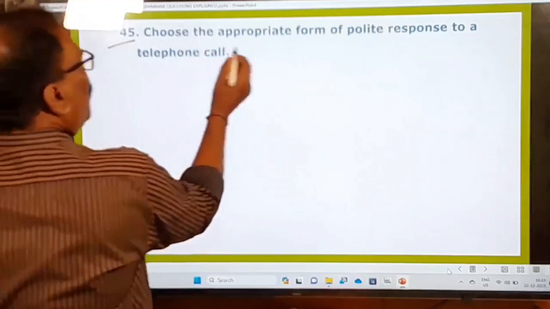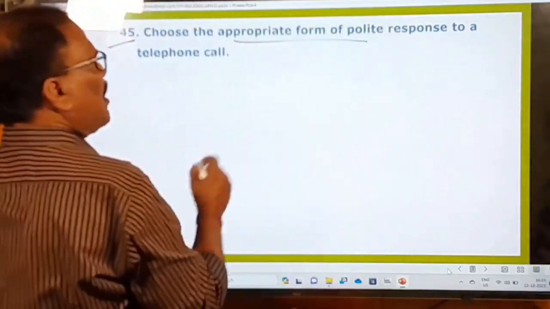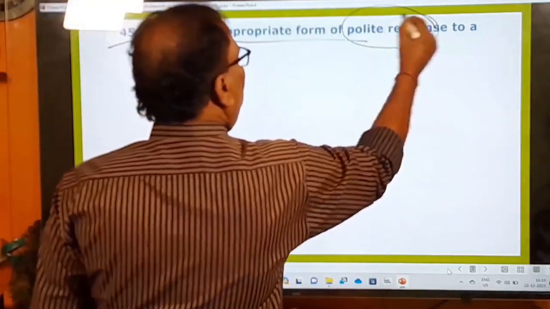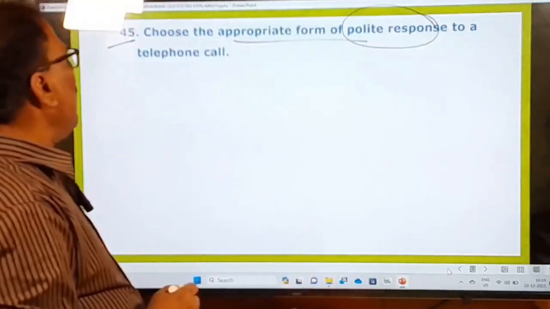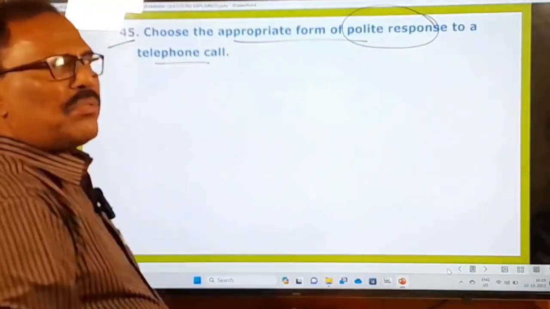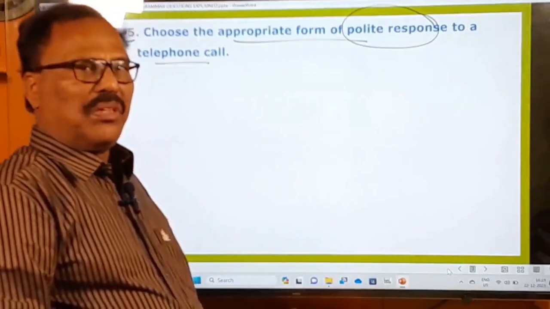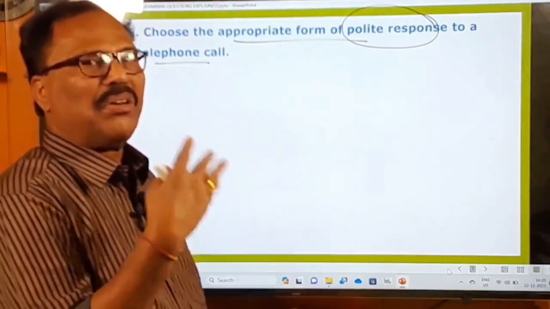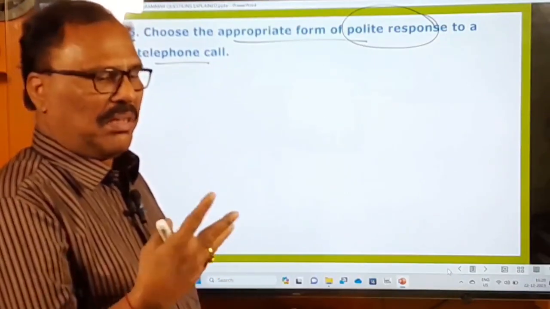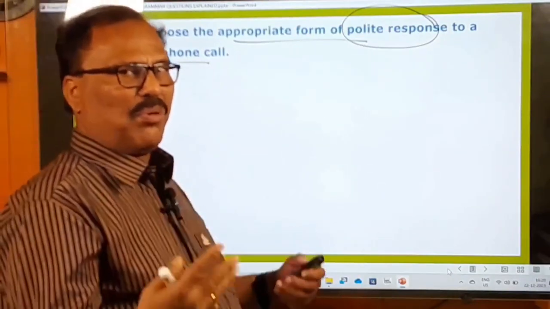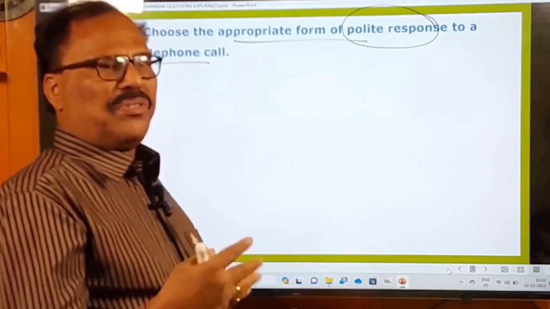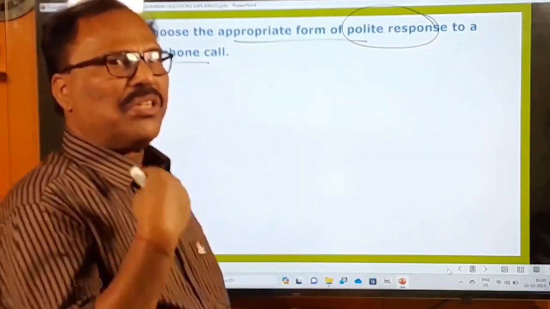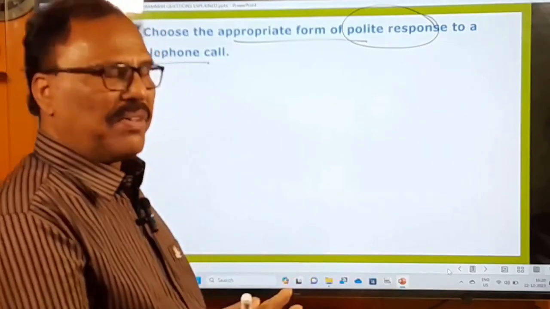The 45th one is there. Choose the appropriate form of polite response. Appropriate form of polite response to a telephone call. Suppose somebody has called you. How do you respond to that person? You must be polite to others. Everybody today has a mobile phone or telephone, but you should know how to respond to the other person. That's a very, very important thing.